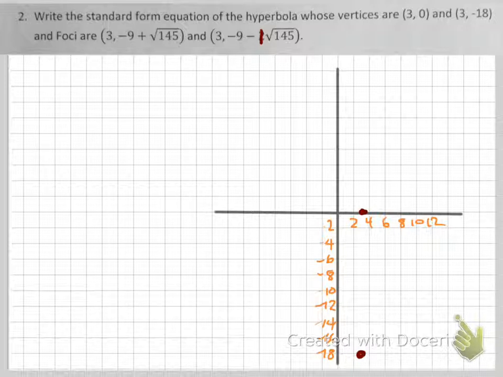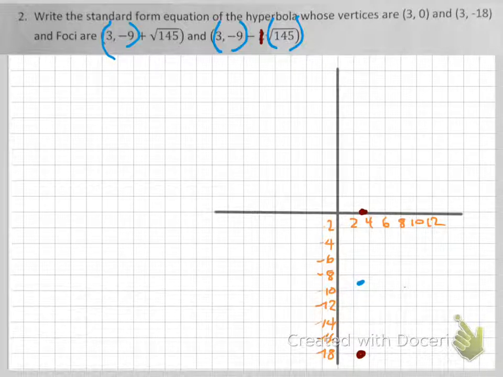Okay, so what else do we have? We have focus points. 3, comma, negative 9 plus root 145. Root 145 is going to be a little bit bigger than 12. So we're looking at points telling us that this guy is going to be our C value, because this kind of gives away our center right here. If we look at our graph, halfway between these 2 points is going to be 3, negative 9, which is where our center has to be.